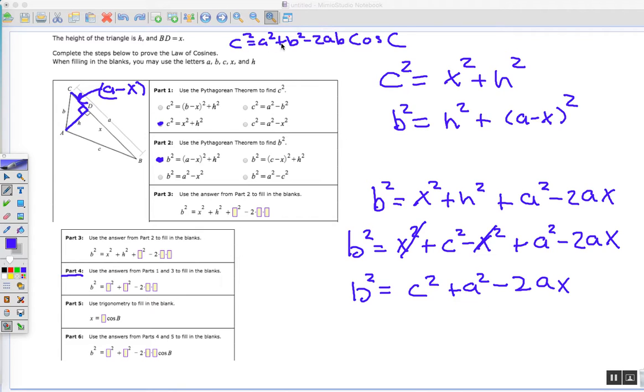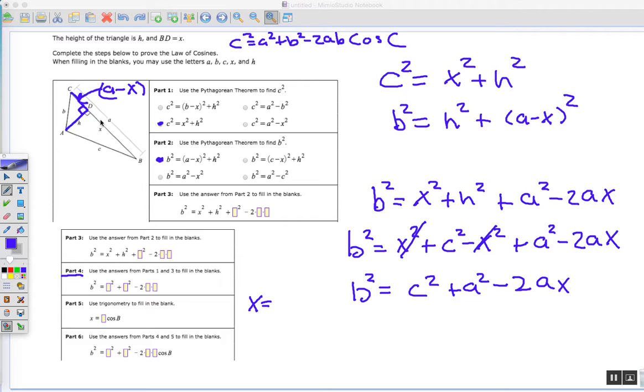So we're looking pretty close to this formula. Not quite there, but pretty close. Because these variables are interchangeable. The most important thing is that this side is opposite this angle. So what we don't have is cosine. So this next step is asking us to solve for x in terms of cosine.